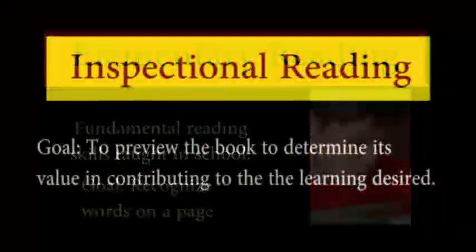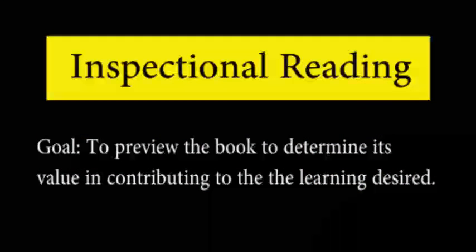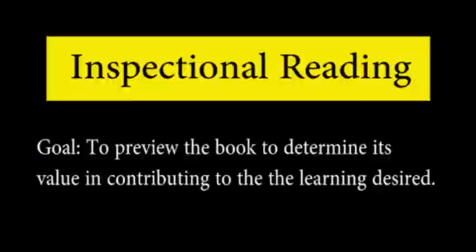The second level of reading that Adler identifies is inspectional reading. The goal of the reader at this level is primarily to determine whether or not the book deserves to be read. In other words, the reader engages in a skimming or pre-reading process to determine if the book will help them to acquire the knowledge they are looking for.